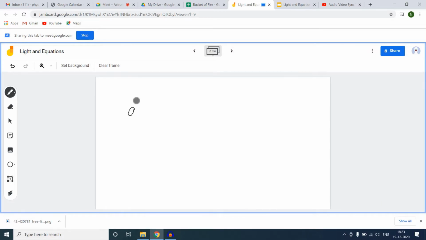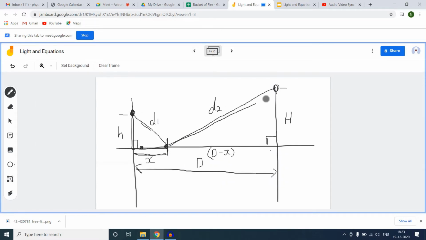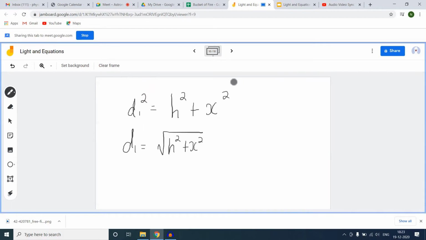We can say that d1 square is equal to h square plus x square. So I know that d1 is equal to the square root of h square plus x square. In the same way, if we look at this part, we can see that d2 square is (d minus x) square plus h square. So d2 would be the square root of (d minus x) square plus h square. So we know what the values of d1 and d2 are.